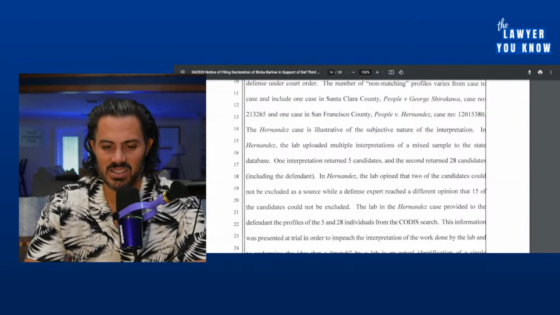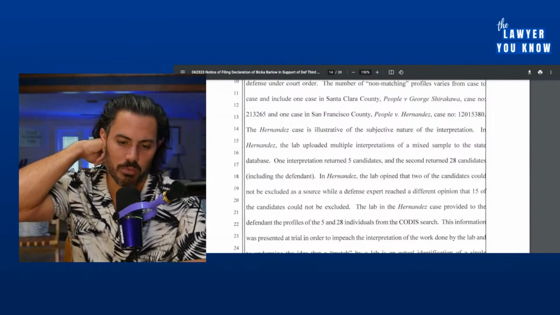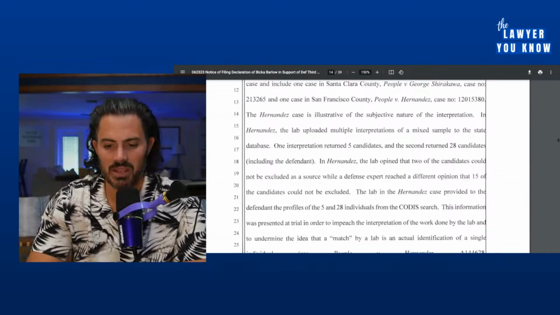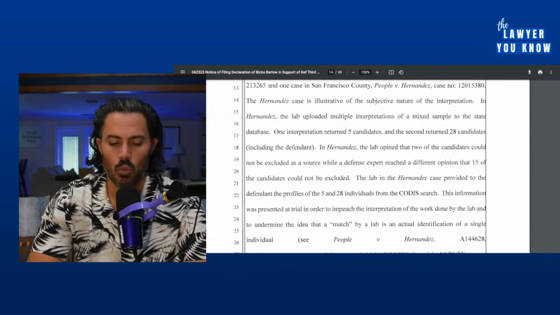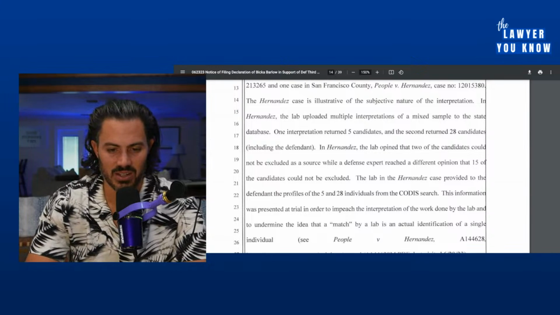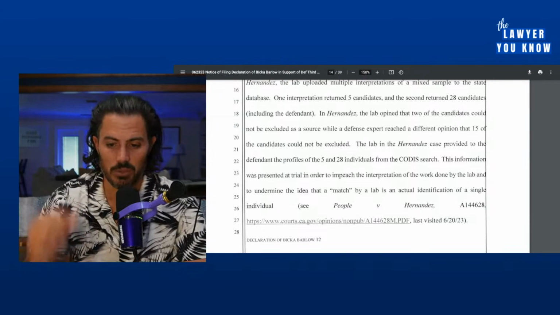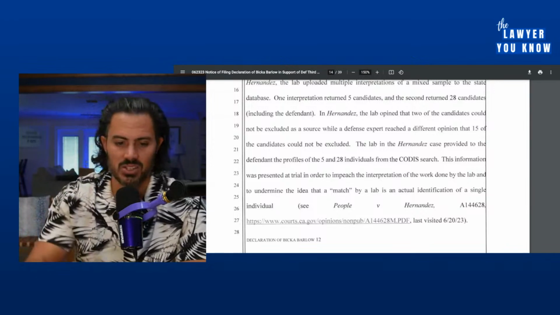The Hernandez case is illustrative of the subjective nature of the interpretation. In Hernandez, the lab uploaded multiple interpretations of a mixed sample to the state database. One interpretation returned 5 candidates, and the second returned 28 candidates. In Hernandez, the lab opined that 2 of the candidates could not be excluded as a source, while a defense expert reached a different opinion that 15 of the candidates could not be excluded.